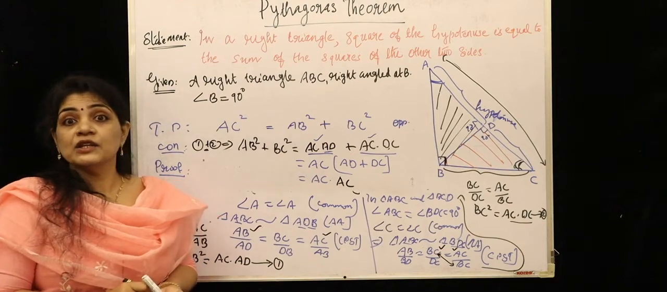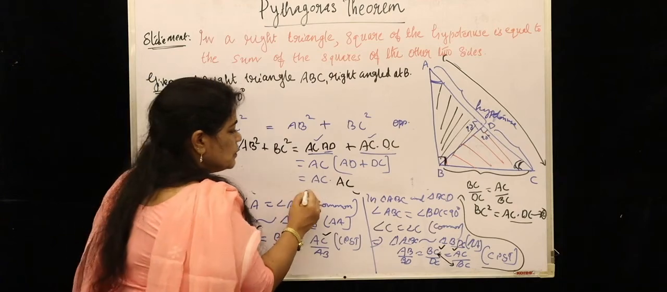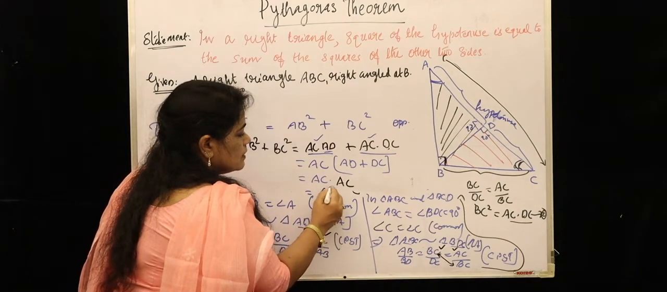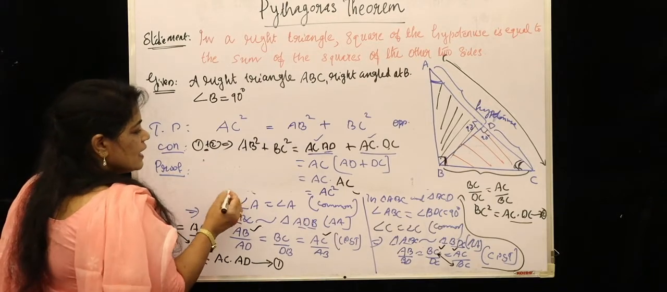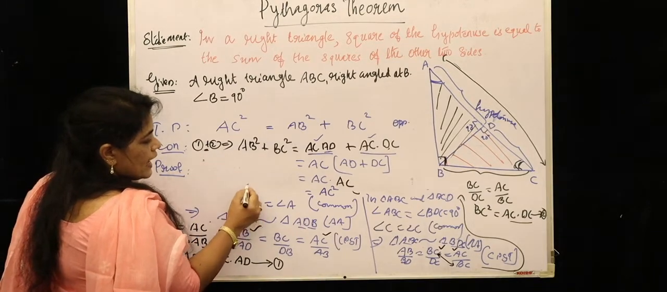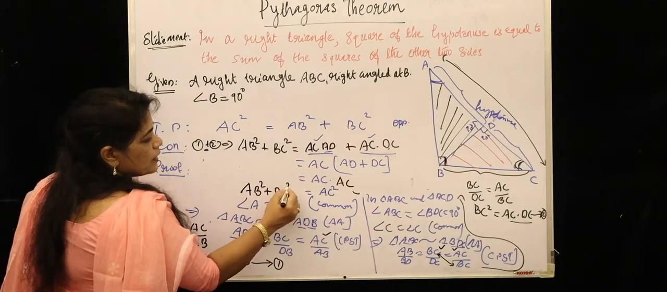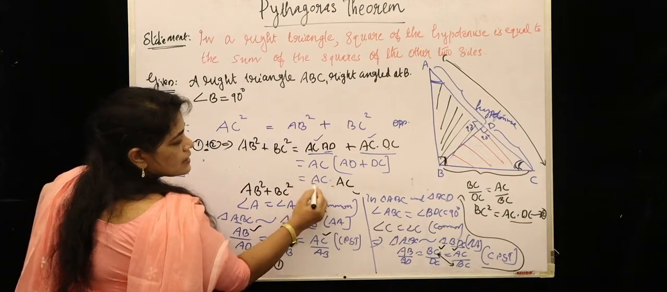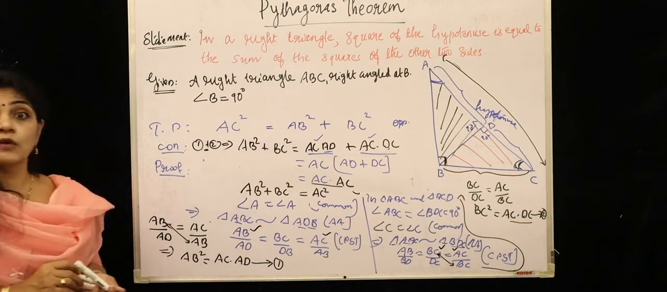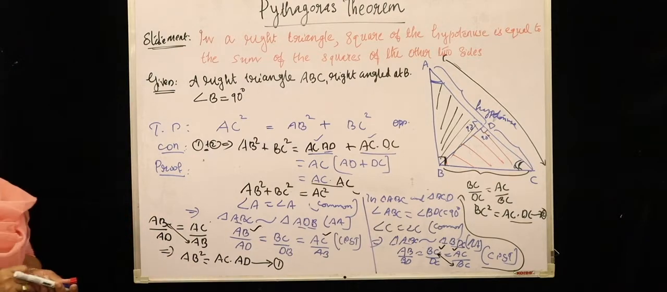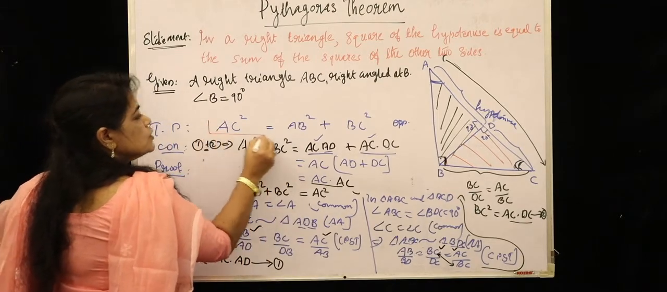That means in place of AD plus DC, you can write AC. That is AC into AC in the RHS, so it will turn into AC square. That is what is in the RHS, children. In the LHS we already have AB square plus BC square, and now AC into AC is AC square. This is the required proof, that AC, the hypotenuse, is the square of the hypotenuse. This is what we need to prove.